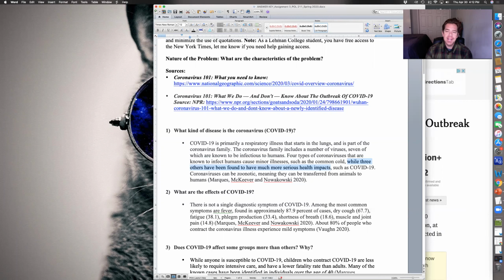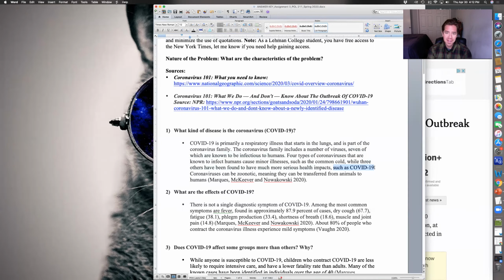So COVID-19 is part of this coronavirus family, and it's the third one. Previously we had 6 known types that are infectious to humans, and we knew that 2 had serious health impacts, but now we know that there are 3 with COVID-19. And coronaviruses are known to be zoonotic. I don't know if I pronounced that correctly.